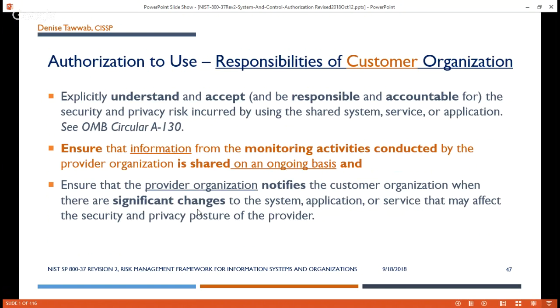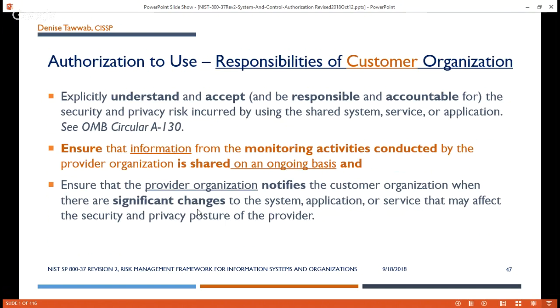The customer organization is responsible for ensuring that information from the monitoring activities that are conducted by the provider organization is shared on an ongoing basis, and to ensure that the provider organization, the cloud provider, notifies the customer organization when there are any significant changes to the system, application, or service that could affect the security and privacy posture of the provider.